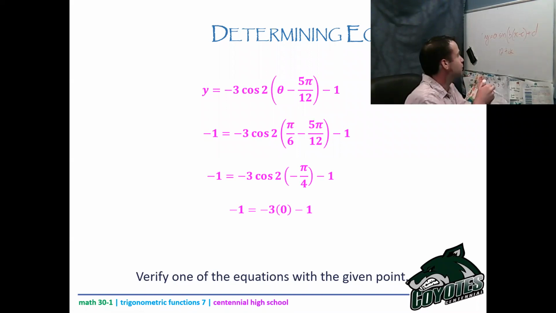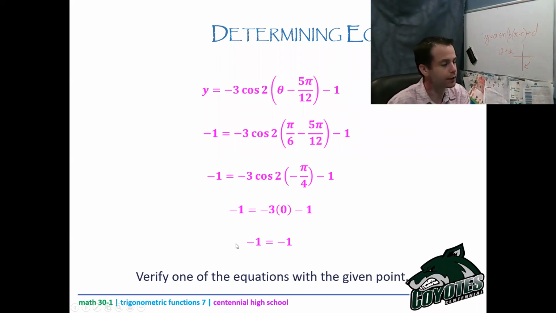Negative pi over 2, a reminder on your unit circle, this here would be negative pi over 2. And so the cos value of negative pi over 2 would be 0. So cos of all of this is 0, which is why I end up with negative 3 times 0 minus 1. Negative 3 times 0 is 0. I end up with a proper verification that says negative 1 equals negative 1.